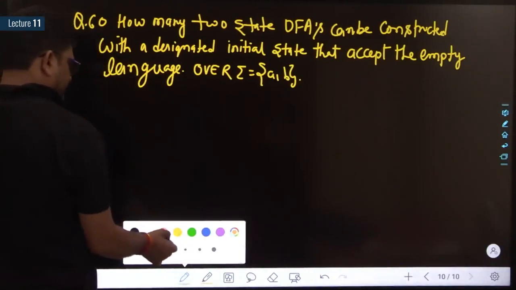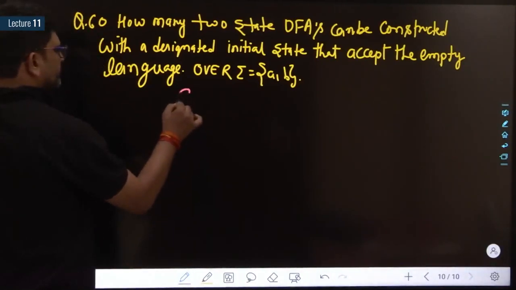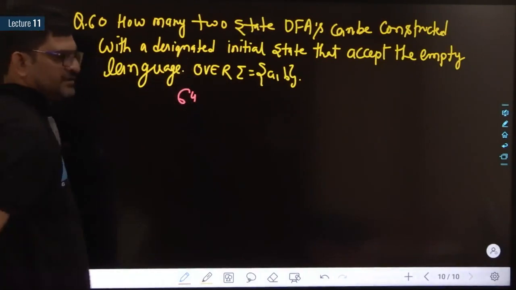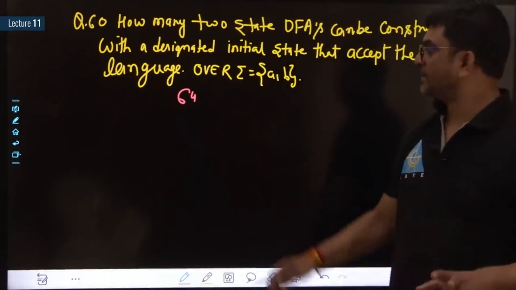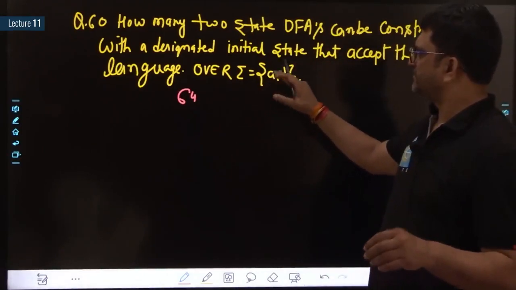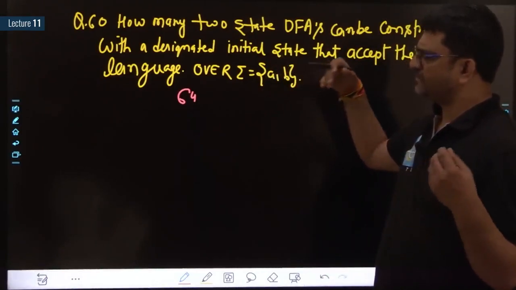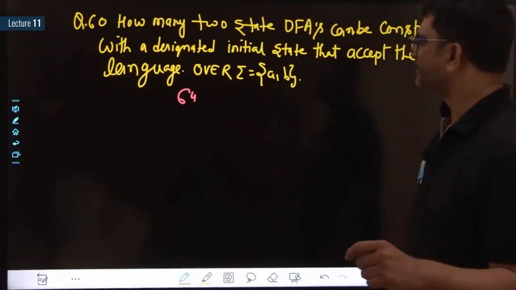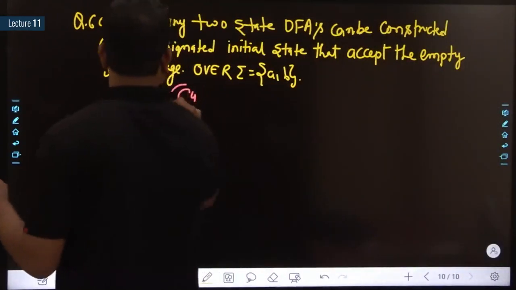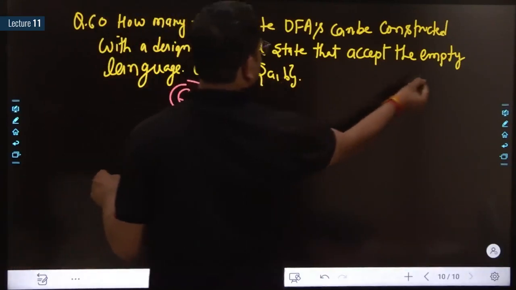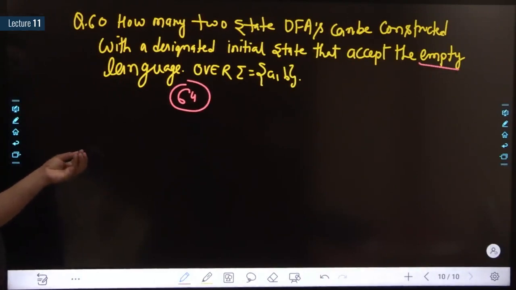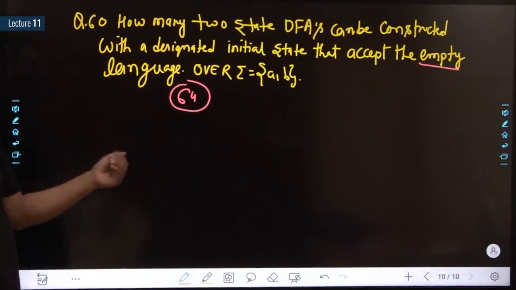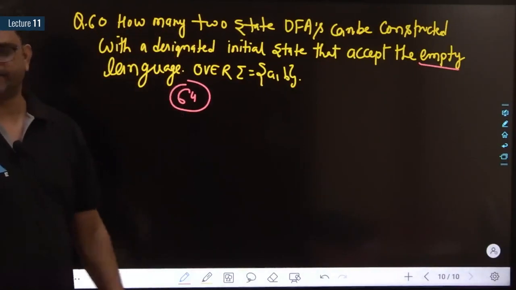Total DFAs possible is 64 if this condition is not given. How many DFAs are possible from the 64 that satisfy this condition?